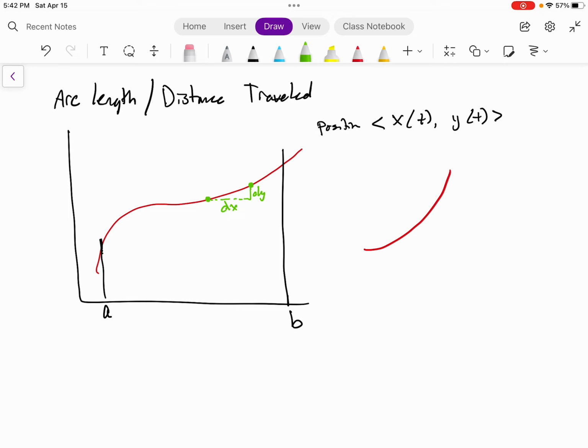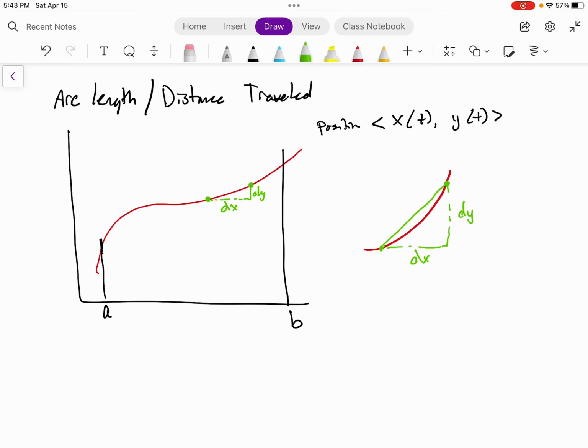Here's my 2 points, and we're going to try to estimate the length of this red arc when really we're going to do that with a straight line here. And we're saying we move dx here and dy here. And if we think about what dx is, that's the rate of change times some time that we're traversing.